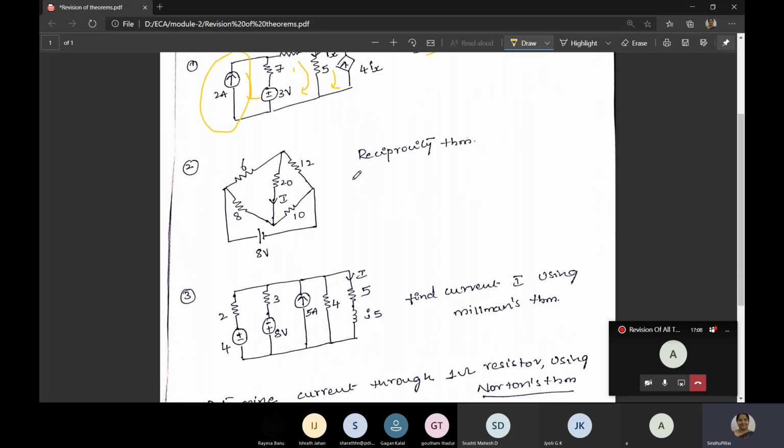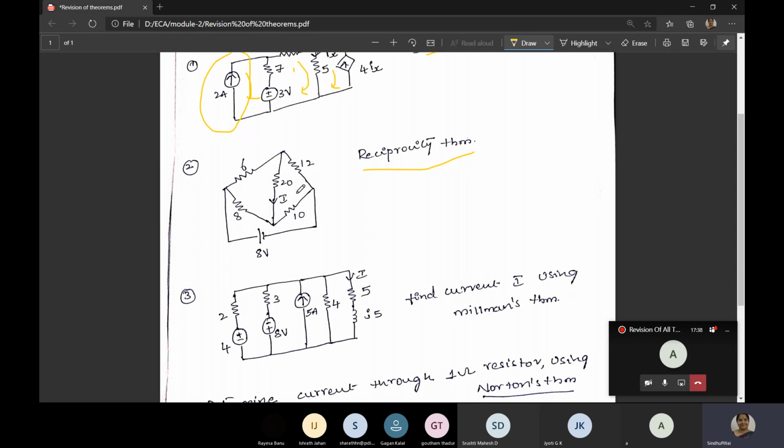The next theorem is our reciprocity theorem. The reciprocity theorem is just that the excitation and the response are interchanged. Here we have 8 volts as excitation and I is the response. First, as usual, find the current I. How will you find the current I? You can take 1, 2 and 3 loops. You can go with the mesh analysis. They take 3 loops, so the I is in between these two loops.